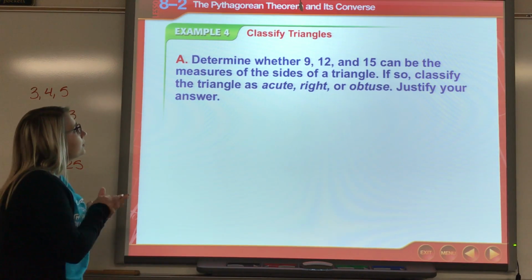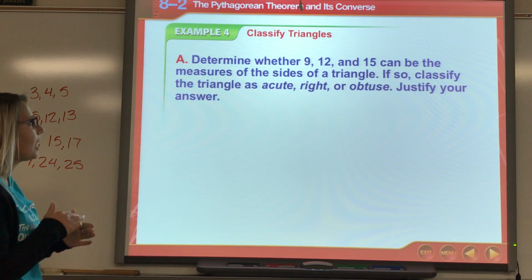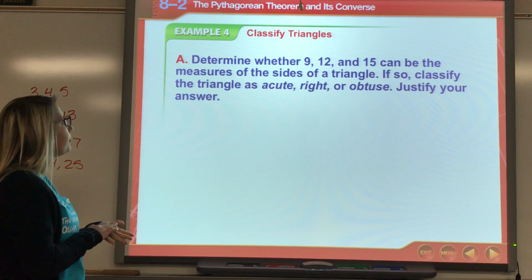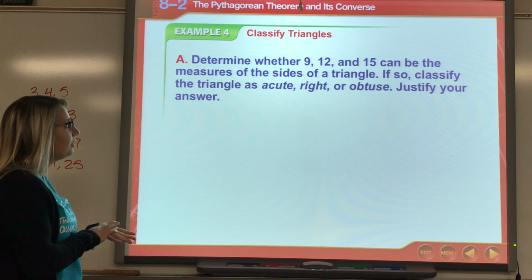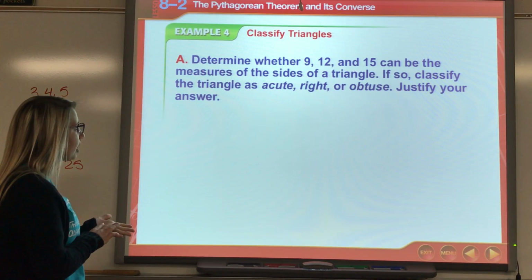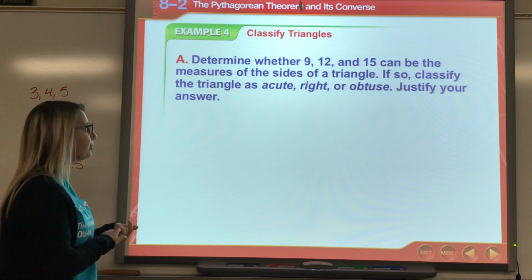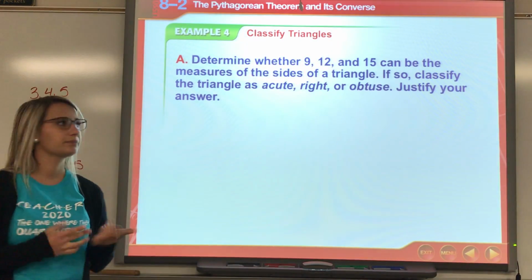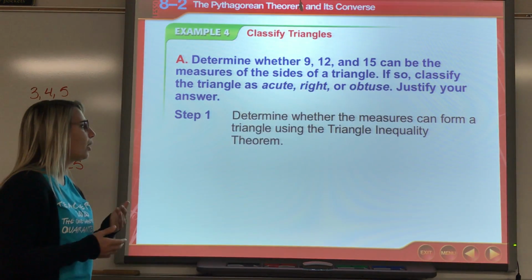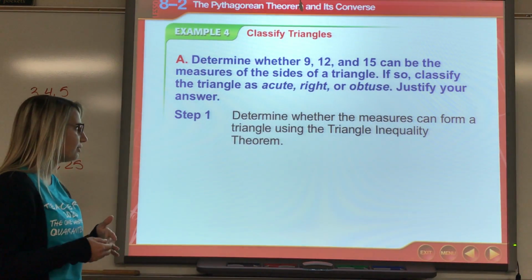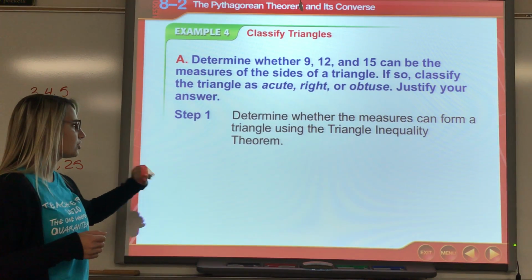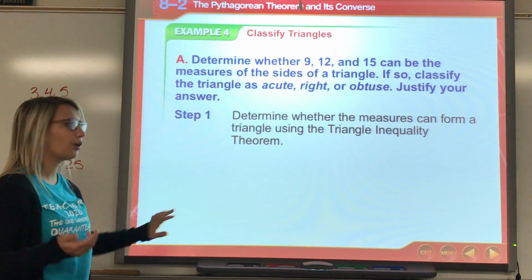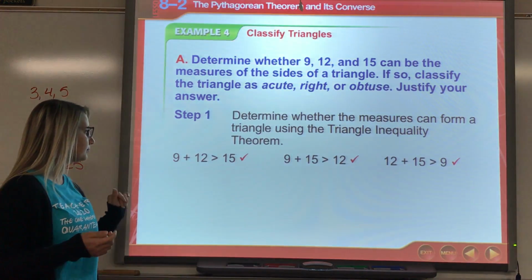Okay, so here we have to determine whether 9, 12, and 15 can be the measures of the sides of a triangle. If so, classify the triangle as acute, right, or obtuse. Justify your answer. Okay? So step 1, we have to determine whether the measures can form a triangle using the triangle inequality theorem. So we're going to go ahead and plug them in.